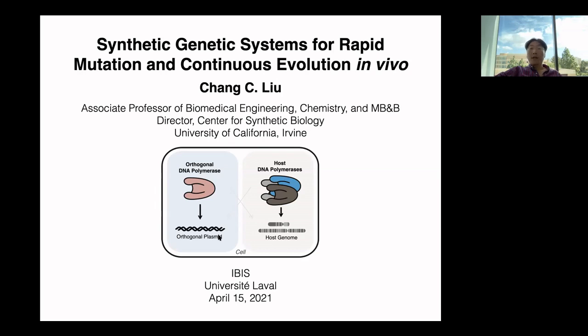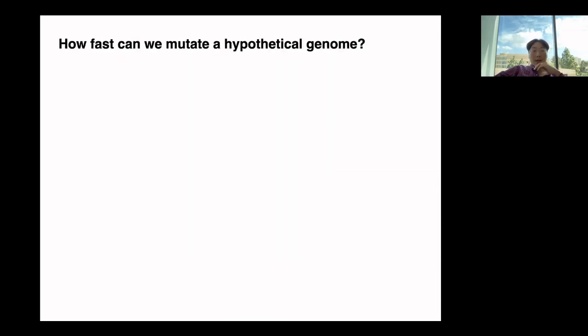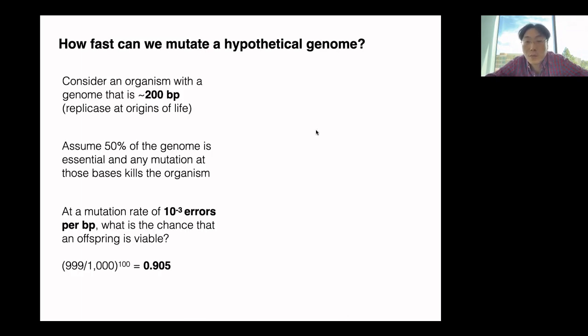for the cell to survive. And so to introduce this topic, I want to first consider a question, kind of a thought experiment, which is how fast can we mutate a hypothetical genome? And so if you will allow me, we can go back to maybe the origins of life or something very early in life, where perhaps there was a small genome, such as a replicase, that allowed the organism to survive. And let's say that genome is just 200 base pairs.